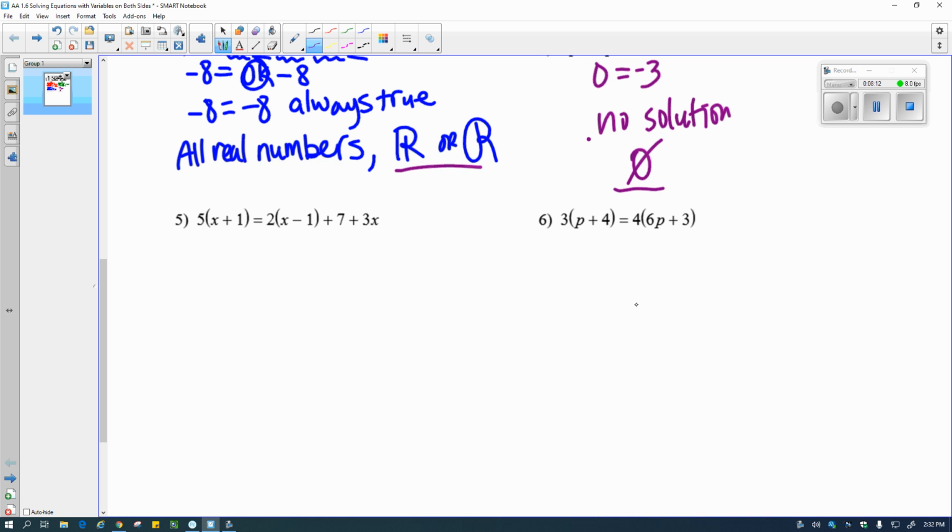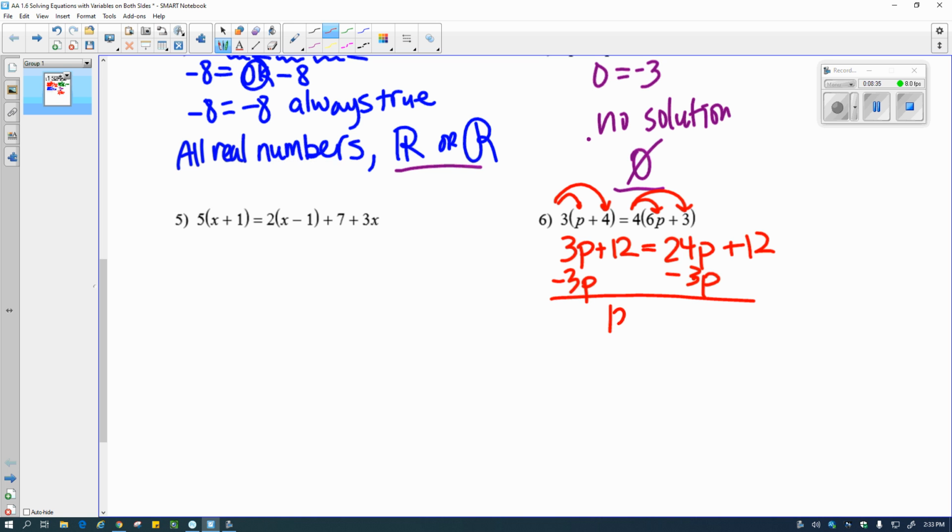So a lot of times when we're solving, we might end up with a situation. I distribute the 3 here. I get 3p plus 12 equals, I'll distribute the 4. I'll get 24p plus 12, and I'll subtract this 3p here, minus 3p. I chose the smaller one, so I have positives. I get 12 equals 21p plus 12. Then I'm going to remove the 12 on the right-hand side, and I end up with 0.